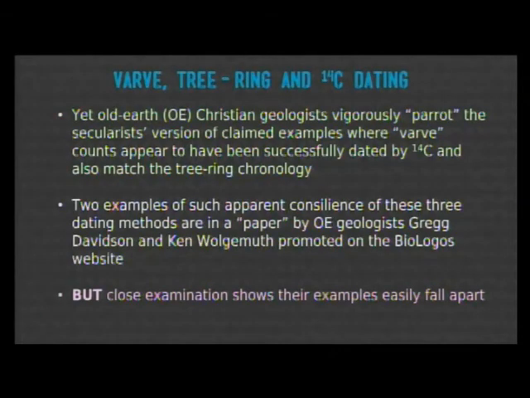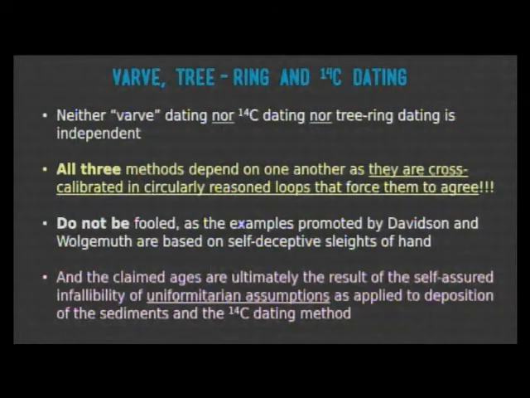Yet, we have these old earth Christian geologists vigorously parroting these as claimed methods, as claimed proofs that we've got agreement between varve counts, radiocarbon and tree rings. Well, of course they agree. Why? Because they've been calibrated against one another. Neither the varve dating, nor the radiocarbon dating, nor the tree ring dating is independent. All three methods depend on one another. They are cross-calibrated in circular reasoning loops that force them to agree.